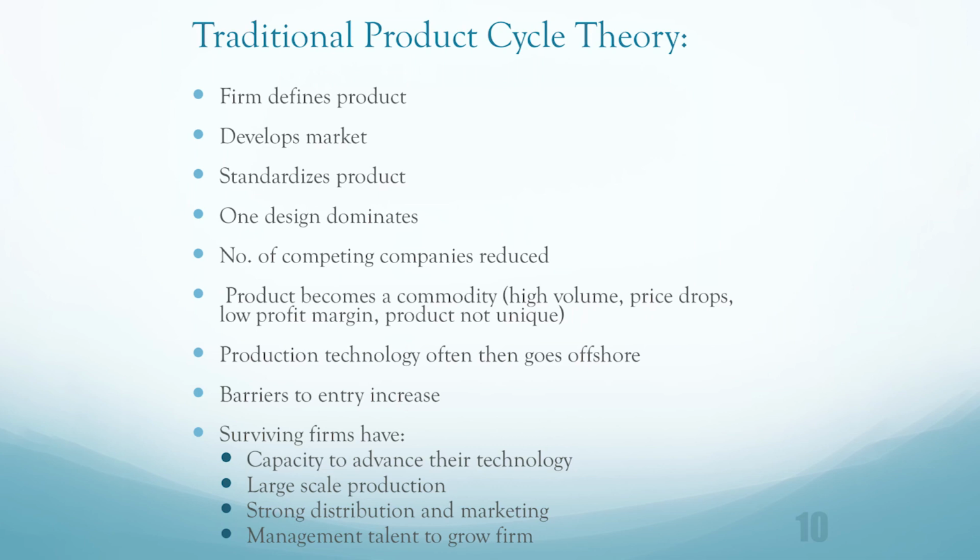At that stage, in the US system, often the production goes offshore, right? That's the moment where it occurs, where the commodity production begins. Barriers to entry increase at this point because only a modest number of firms on a standardized product tend to dominate. And the surviving firms have to have the capacity to keep advancing their technology, keep making incremental advances. They've got to be able to master large-scale production. They've got to have strong distribution and marketing arms, and they've got to have the management talent to kind of work across all those pieces.